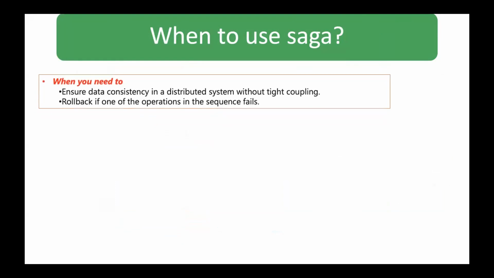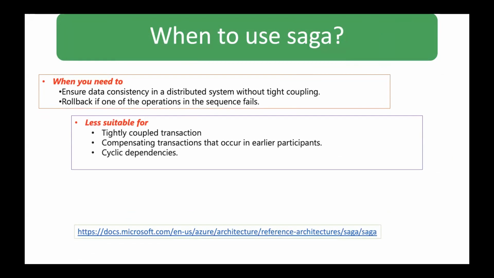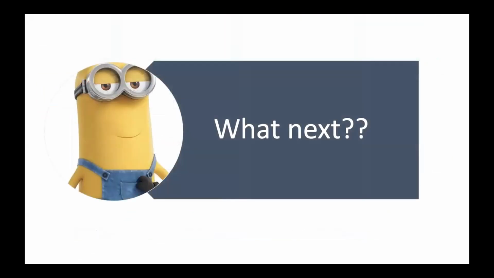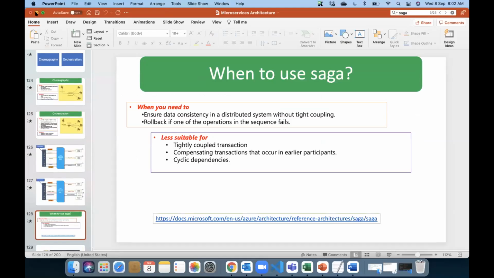So the question is very simple. When to use Saga? When you need to ensure database consistency without any tight coupling, with rollback when it fails. It is less suitable for tightly coupled transactions which are too dependent on each other, and where there's a cyclic dependency. So this is the Saga design part. Everybody, are you all clear?